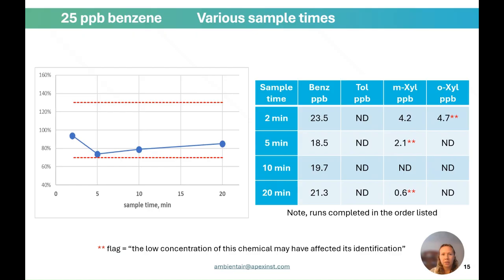Here we are observing 25 parts per billion benzene at various sample times. Keep in mind that the limit of detection varies with sampling time. In general, the VOC analyzer underreported benzene slightly, but was within the plus or minus 30% threshold range as established by AECOM.